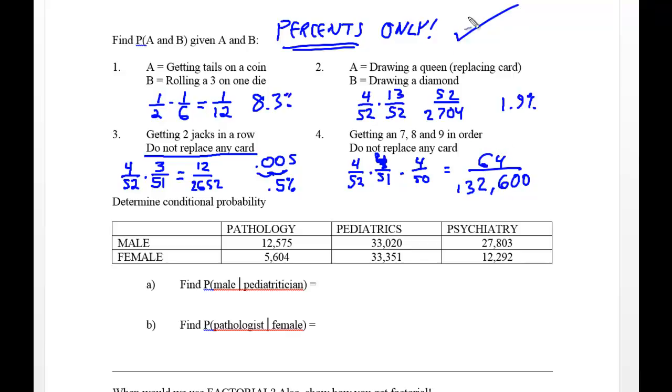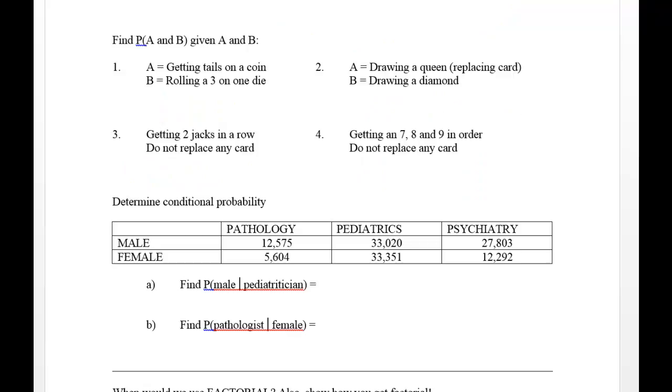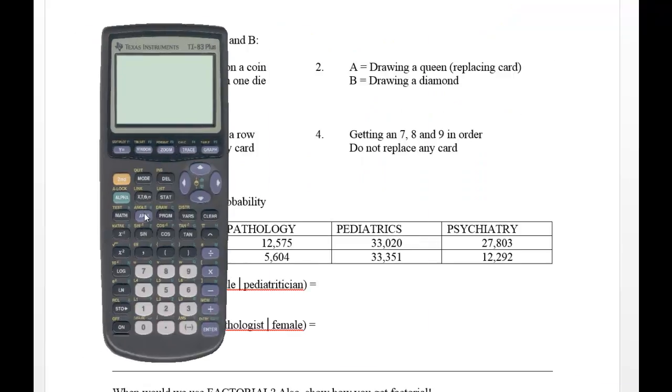And what I want to do is drag the calculator over and type these 3 fractions in and show you what happens. If I type in my 4 over 52 multiplied by my 4 over 51 multiplied by my 4 over 50, you now get the answer of, what the heck?